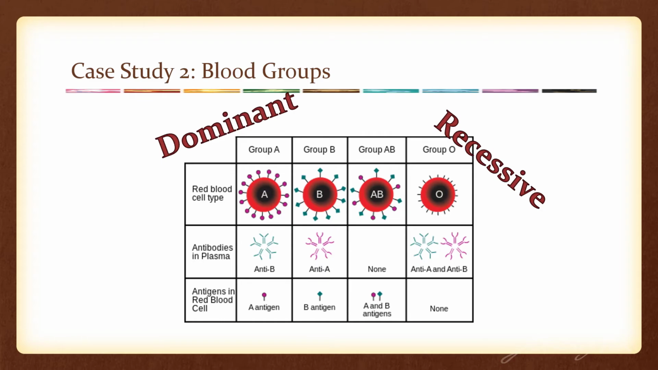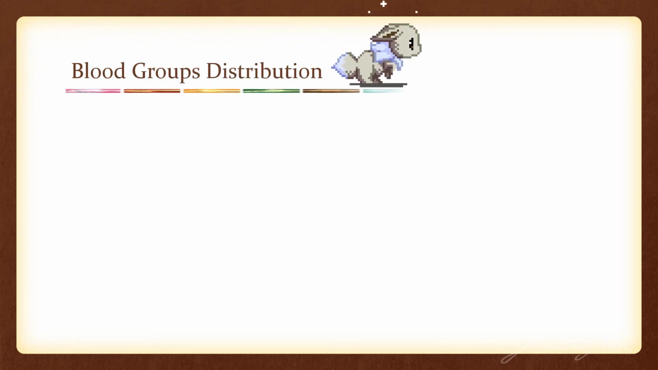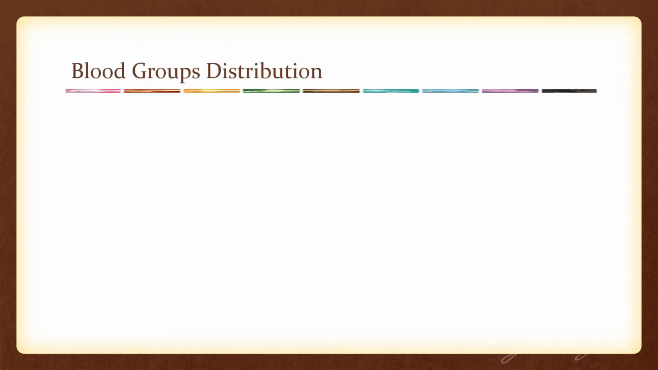The case of blood group AB is a bit special. It is known as co-dominant, and we will discuss more about this in a future lesson. So let us just keep it as it is. Groups A and B are the dominant alleles, and group O is the recessive allele. Now, let us look at the blood group distribution in Singapore. Which of the blood groups do you think is most common in Singapore? Make a guess.